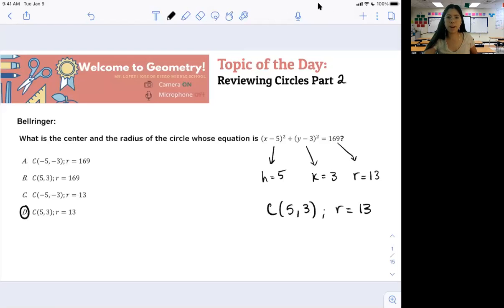Feeling pretty good about this topic? That's good. I graded, by the way, everyone's homework last night. And I was happy to see that everybody got 100% on the assignment that was all about this. So good job to those students.